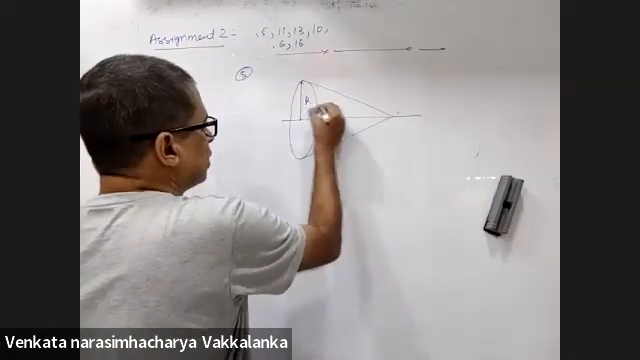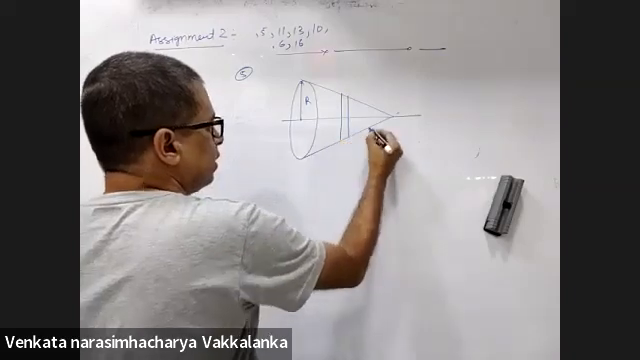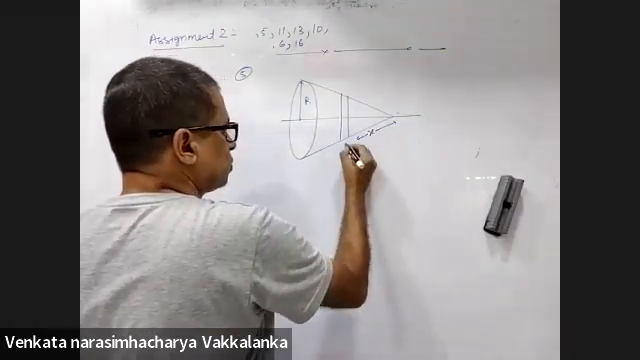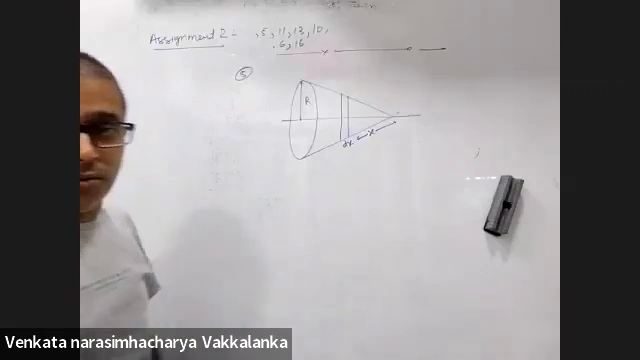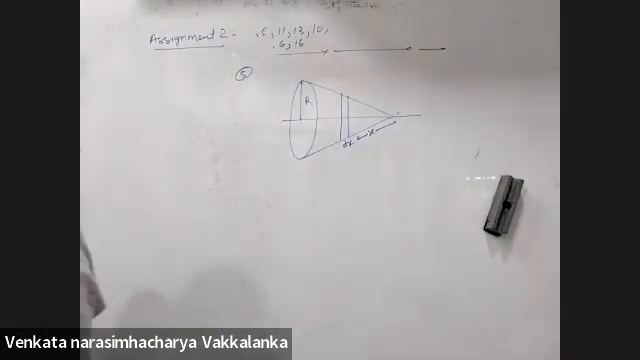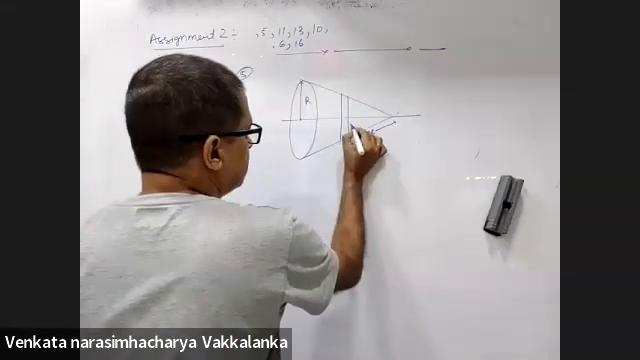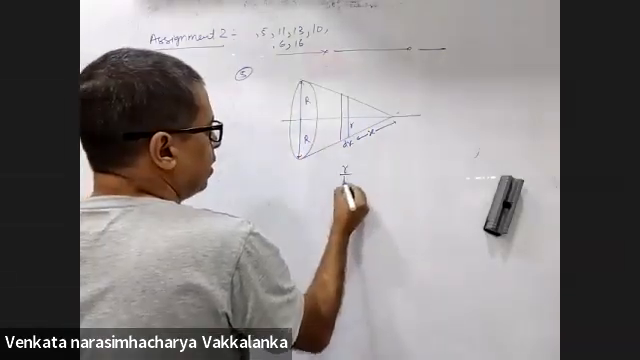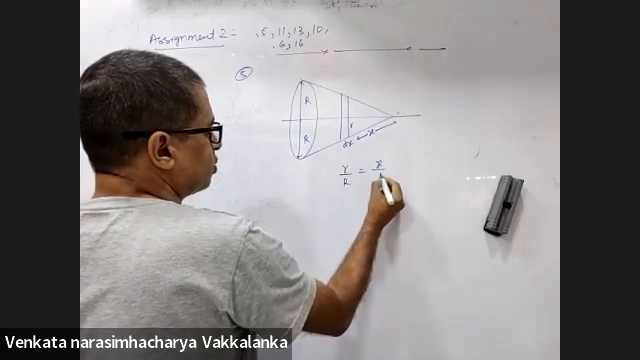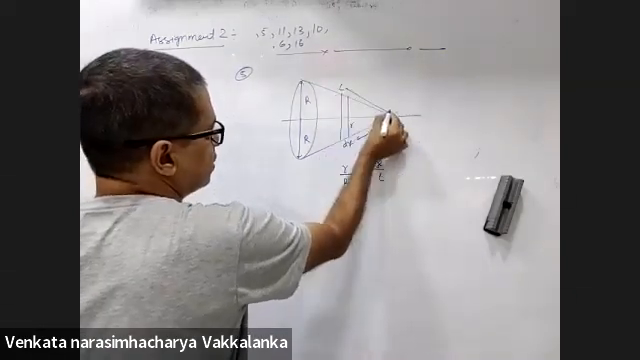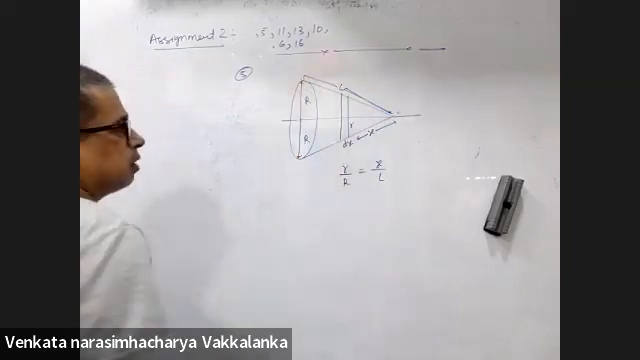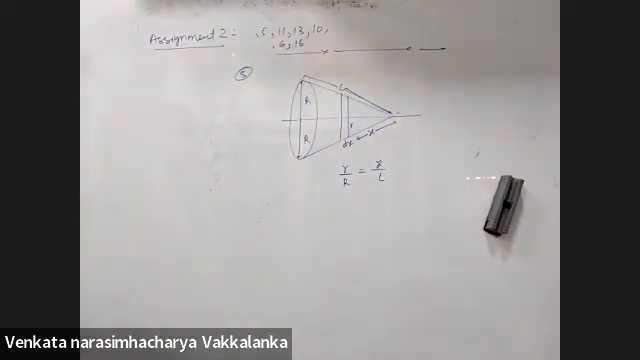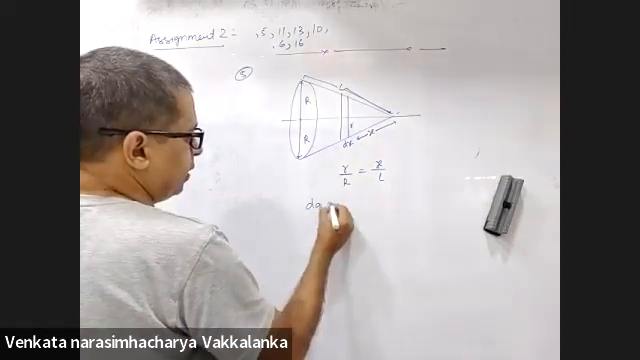Take this as R. Consider an element. Take this as x. This will be dx, the slant height dx. That's important. I'll take this as small r. This distance is R. Small r by capital R is equal to x by L, where L is the slant. Agreed? Now, first of all, find out dq.